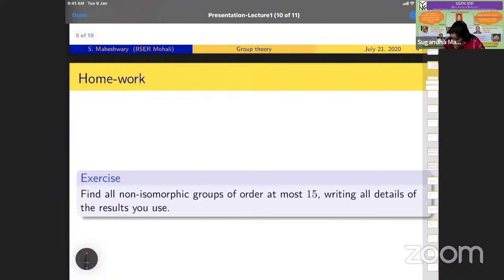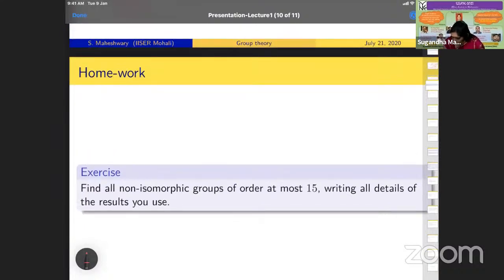So if I give you this homework where you have to write all possible groups of order at most 15, all non-isomorphic groups of order 15, let's see what all you need to do for this. I'll just quickly write down these numbers.